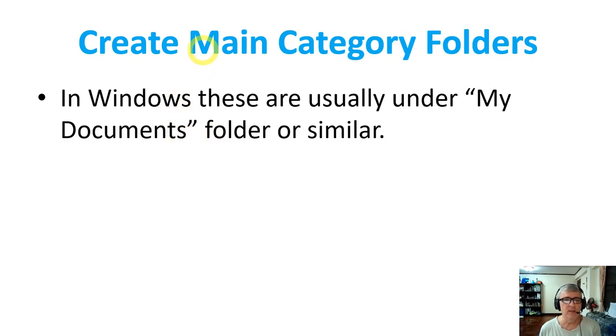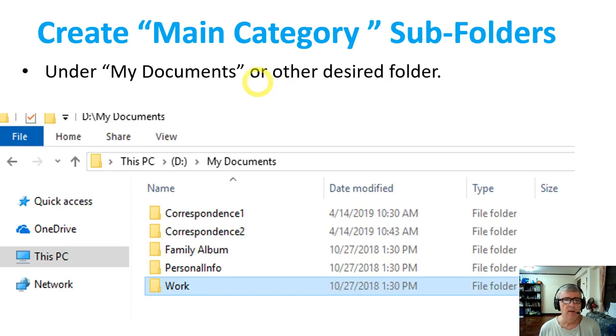Okay, so the first thing we're going to do is create main category folders. I'll show you a picture of that in a second. In Windows, these are usually located under your My Documents folder, or something similar. These rules will also apply in general to Apple computers, the Apple operating system. So this is a picture of what we're going to do. We're going to create main category subfolders under My Documents.